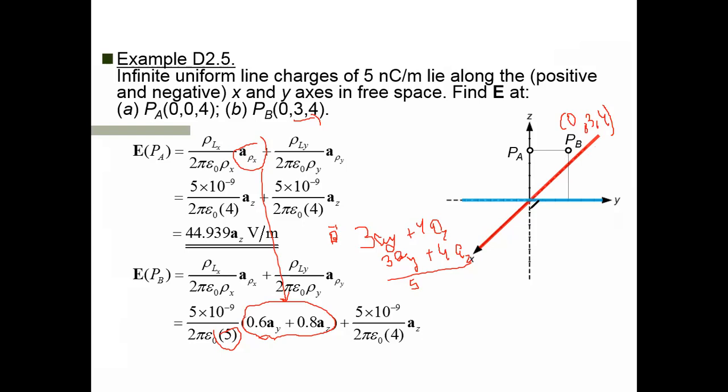One will be in the downward direction and another in this direction. So very easily it can be split into two components: one along the AY component and one along the AZ component. So AX and AY, the two components I can see here. And very easily it's 5 into 10 to the power 9, that is rho L by 2 pi epsilon naught rho times AZ. AZ is always the final direction.